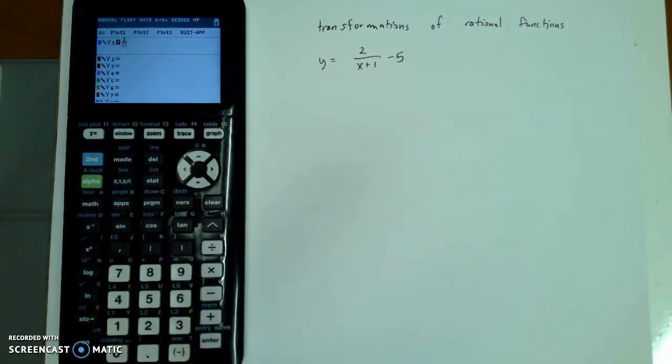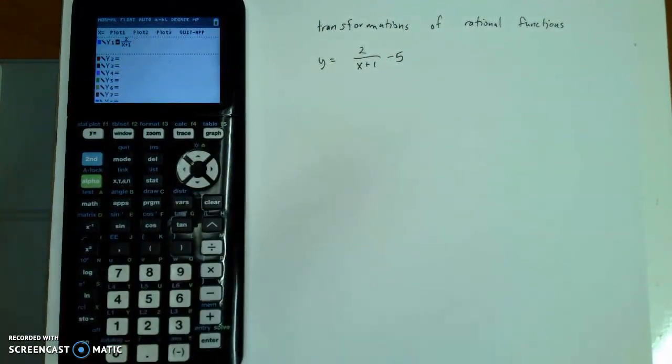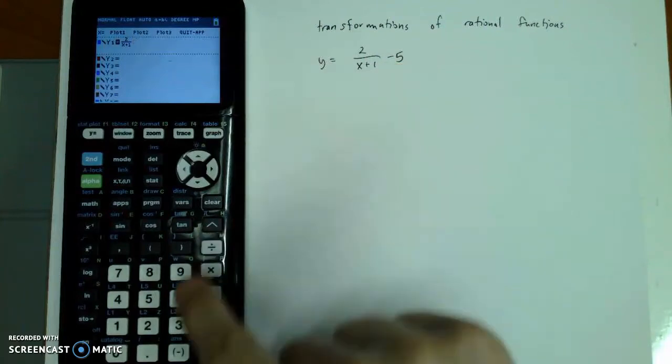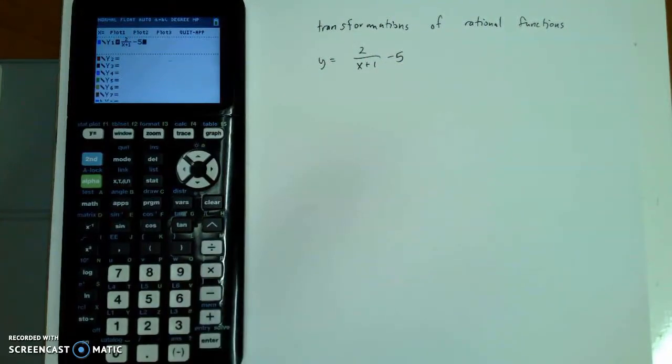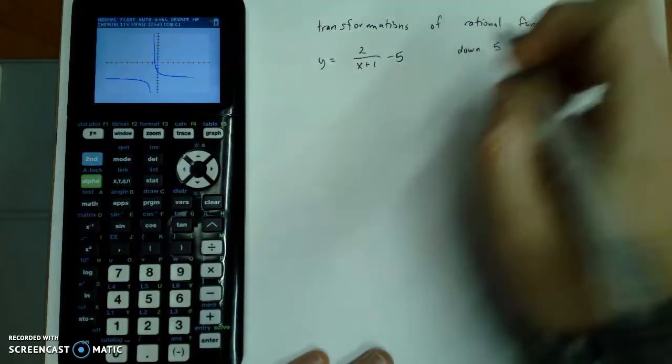So I've got the 2 on top, the x plus 1 on the bottom, and let's hit right to get out of that fraction. Again, that is subtraction, not a negative. So again, I hit subtraction. As always, make sure we're careful to pick the correct one. Otherwise, our graph is going to look different than what we think it should look like. And let's hit graph.